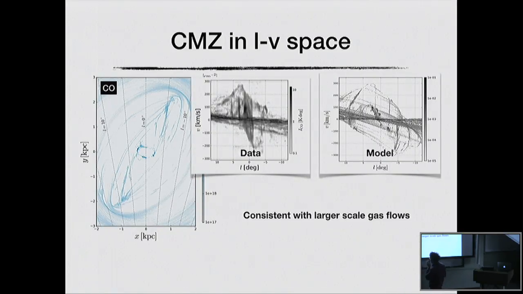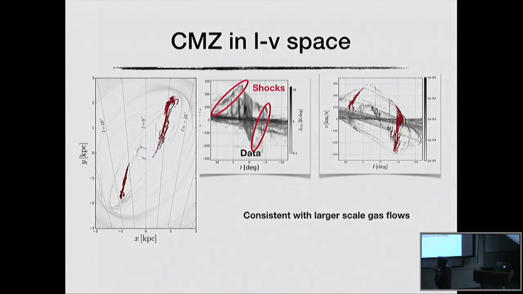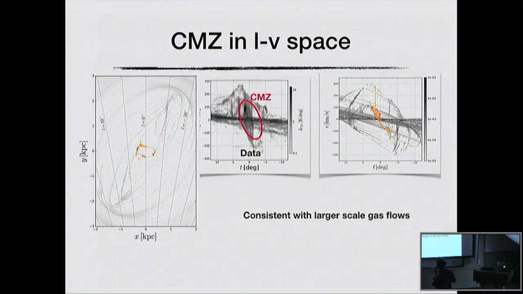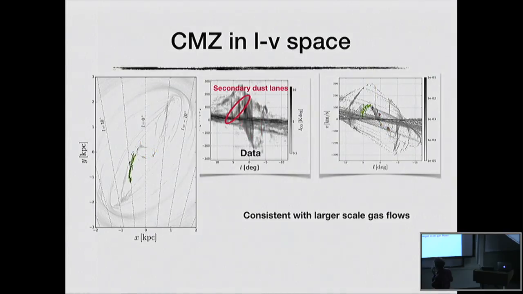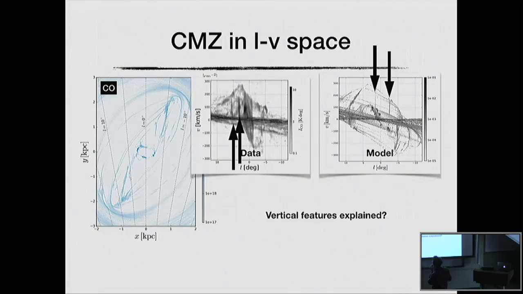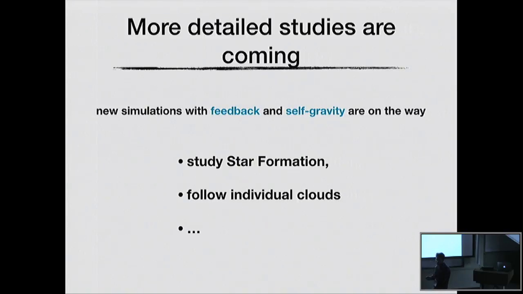But not only that, we also recover the larger scale gas flows. This is a larger view from an angle of 12 degrees. For instance, we can highlight the galactic shocks that are also seen in our simulations, or, of course, the central molecular zone, but also secondary features like secondary dust lanes that are also seen in our simulations, or vertical features. We are preparing a paper on these as well. That's an exciting topic and project to work on.